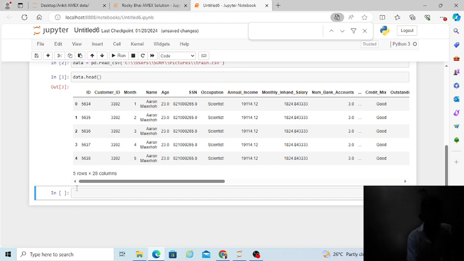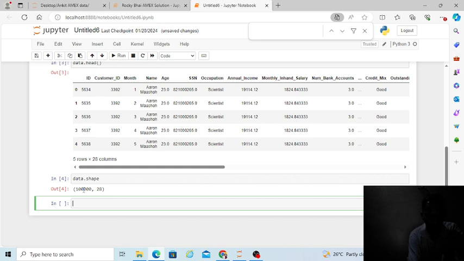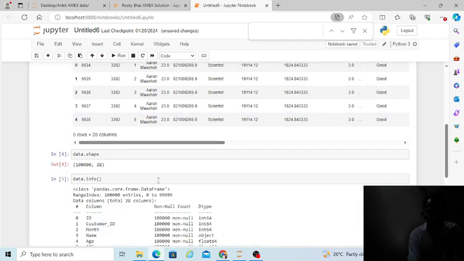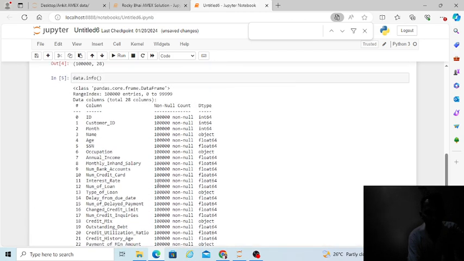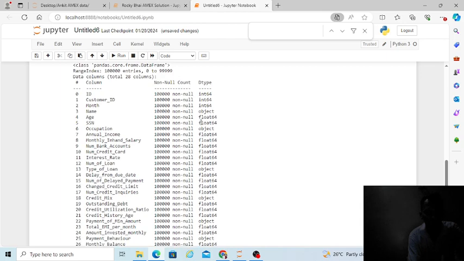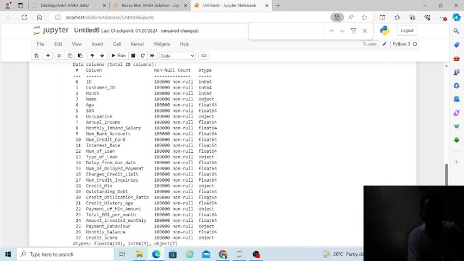First of all, it has got 28 columns. We will check how many rows it has. data.shape. So it has got 1 lakh rows. We'll check the information all the 28 columns are carrying. There is no null value, as we can see. There are int, float and object types of data in this.